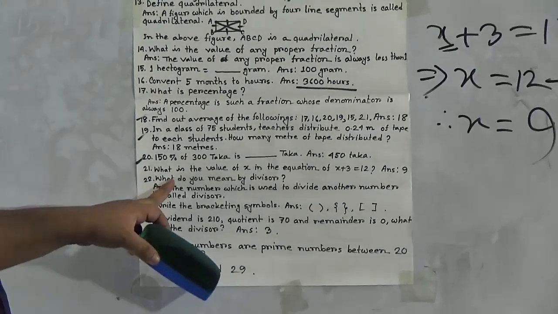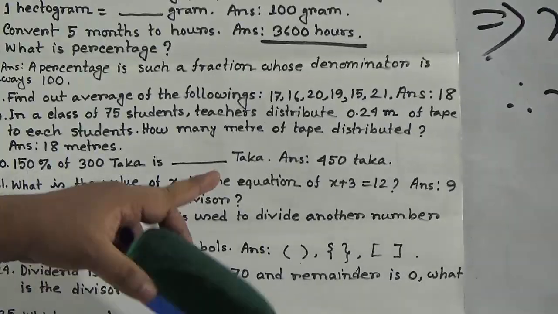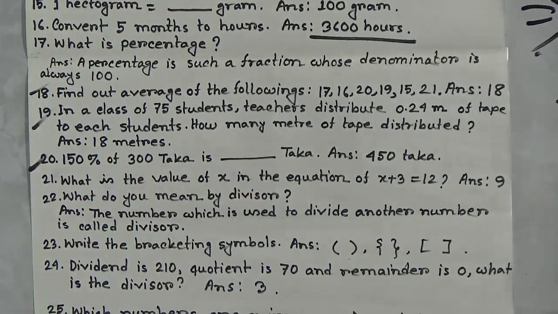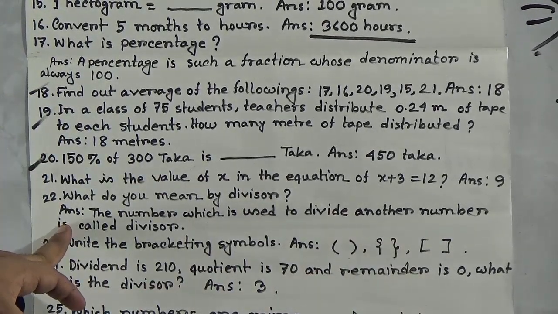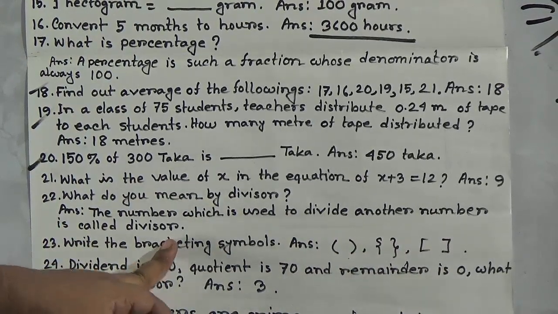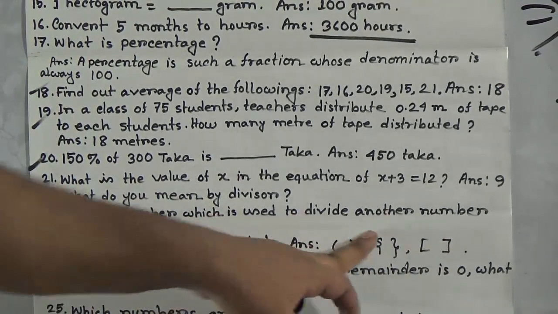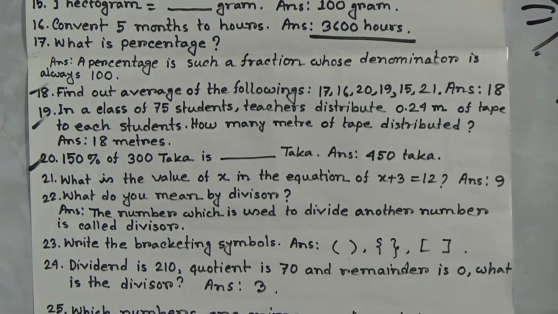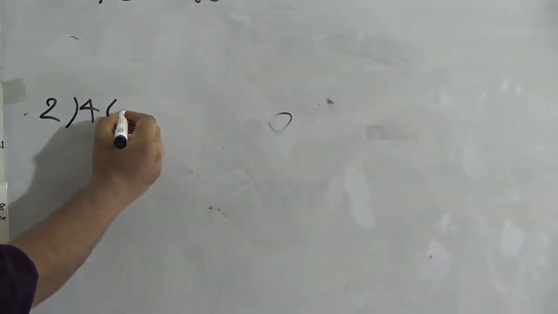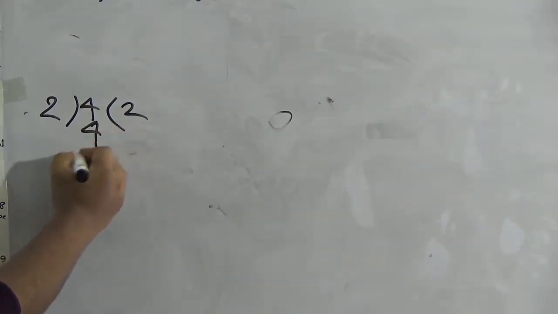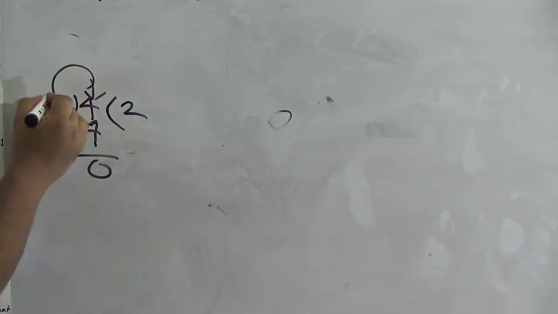Number 20. What do you mean by divisor? The number which is used to divide another number is called divisor. Suppose 4 divided by 2. In 4, 2 goes in 2 times. This 4 is divided by this number, and this number is called the divisor. So here the divisor is 2.